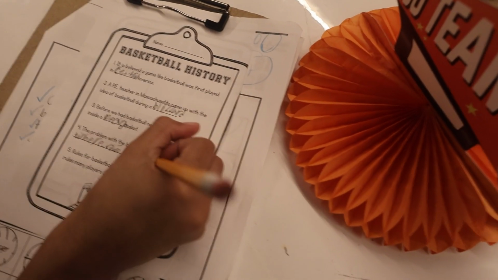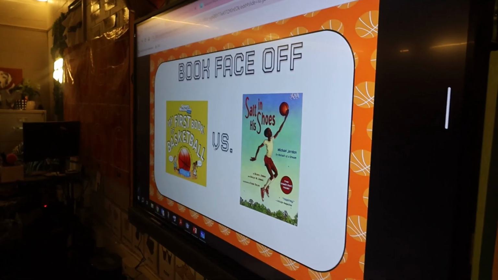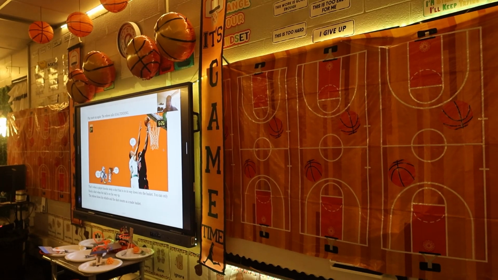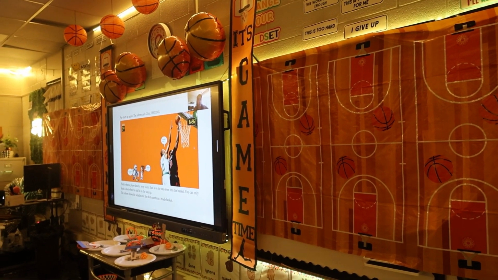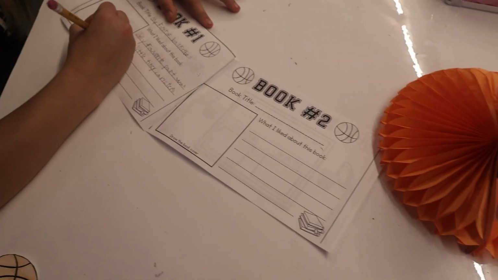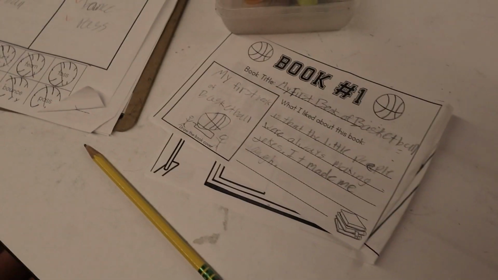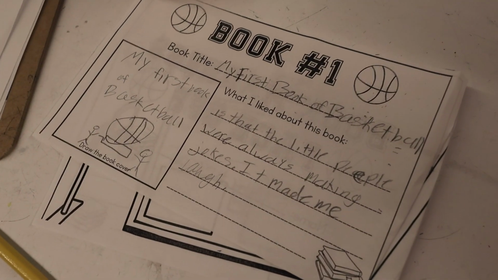Then it was time for our last basketball-themed learning activity of the day, which was reading. Students listened to 2 different books. One was the first book of basketball that we listened to on YouTube, and the other was Salt in His Shoes, which I read aloud. As the students listened, they filled out a book face-off packet where they drew the cover and they wrote their thoughts about the book. And then at the end, they got to vote on their favorite, and we wrote on the scoreboard which book was the winner.